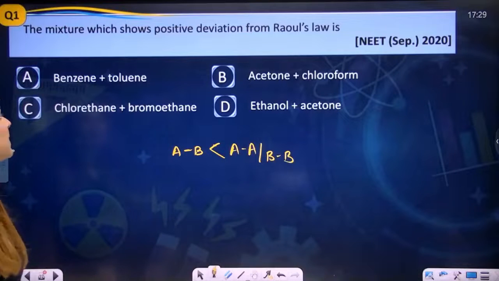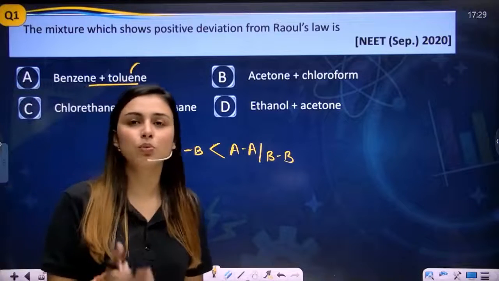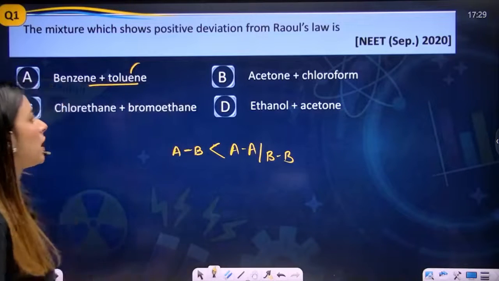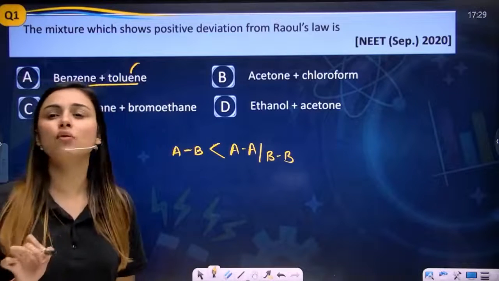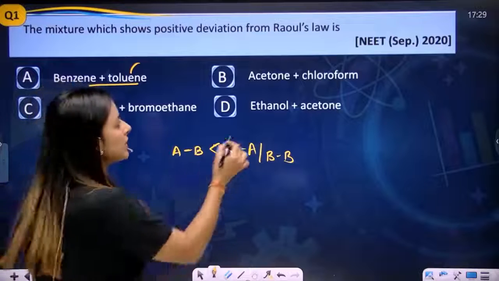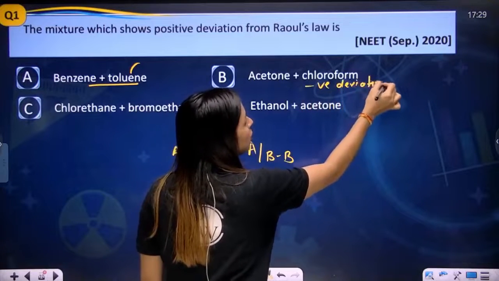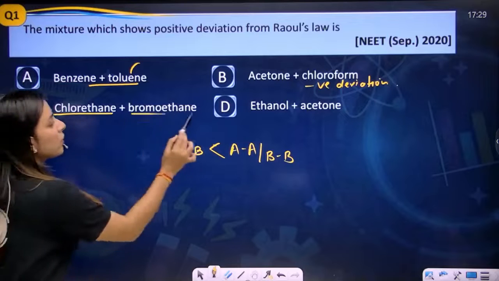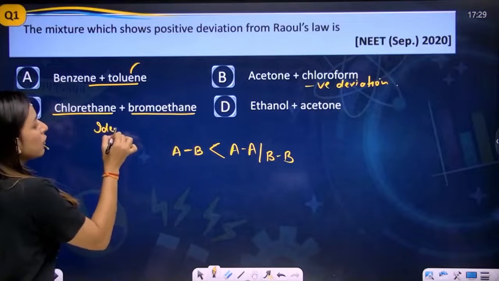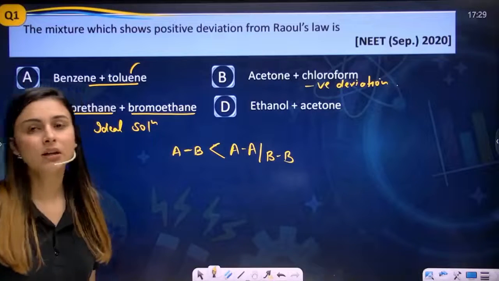First option is benzene and toluene. It is an example of ideal solution. Both are non-polar, right? So this is not your answer. Then you have acetone and chloroform, my dear students. Acetone and chloroform is the example of negative deviation, because here stronger bonding forms after the solution. You have chloroethane and bromoethane. It is an example of ideal solution. Again, nearly the same interaction, so it is an ideal solution.